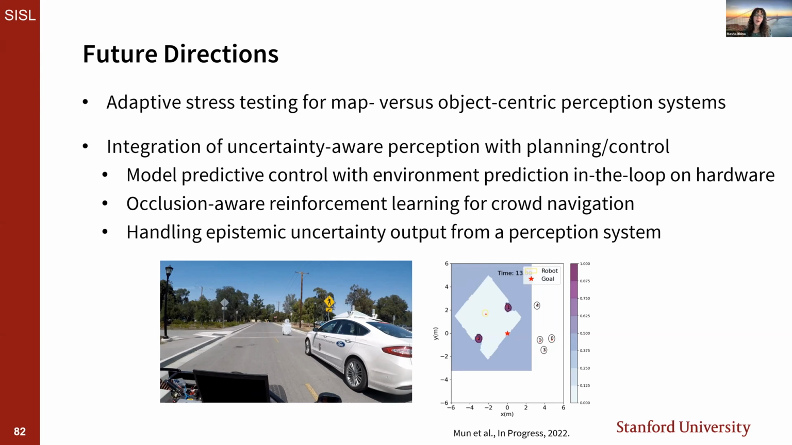Furthermore, in ongoing work, we're studying how incorporating occlusion inference into a reinforcement learning framework may help the robot to navigate in crowds. And finally, I'm interested in exploring how a path planner could handle epistemic uncertainty estimates from an upstream perception system, resulting in safe fallback modes in unfamiliar situations.